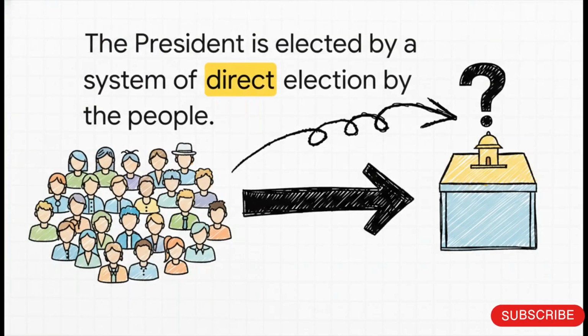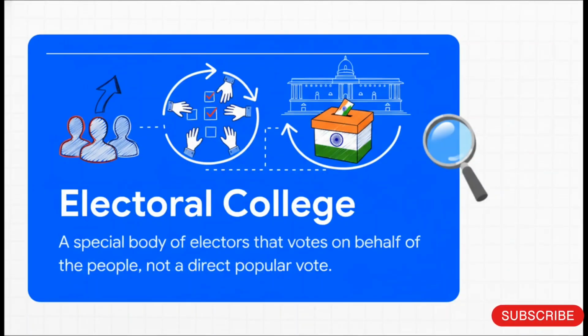Okay, so claim number 1. The president is chosen by a direct popular vote. One person, one vote, all across the country. Sounds pretty straightforward. But is that actually how it's done? Well, the short answer is nope. India does not use a direct election for its president. Instead, it uses something called an electoral college. This is basically a special group of electors who cast votes on behalf of the people. So who's in this exclusive club?